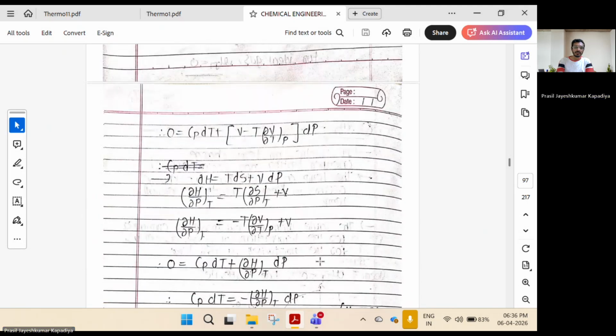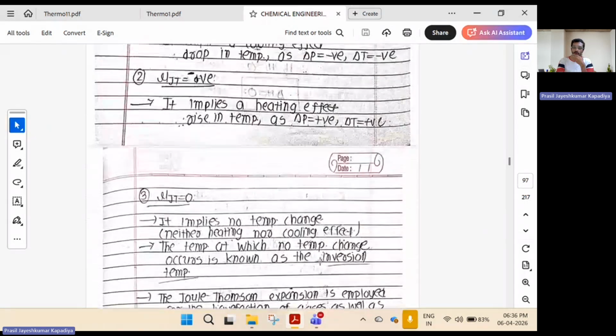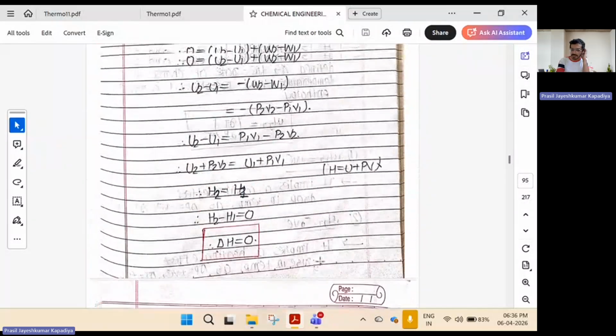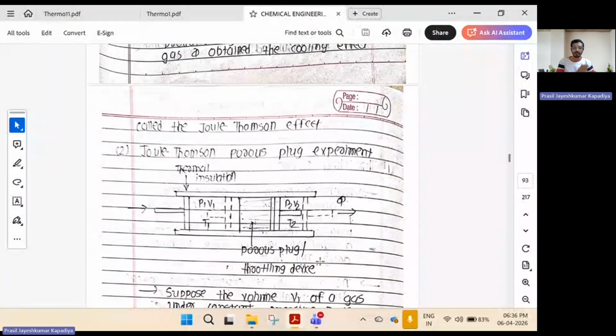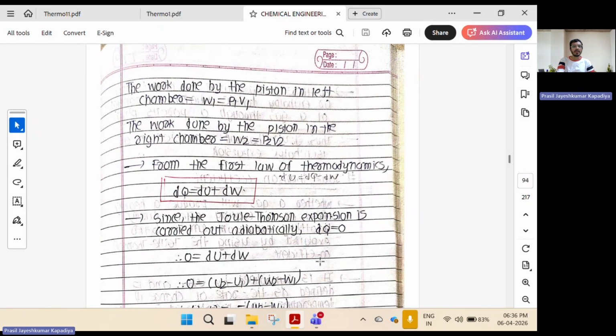Okay, so this is all about the Joule-Thomson coefficient and it has many applications. We took one compressed gas and passed it through some porous plug. Because of passing through the porous plug, there is going to be some pressure drop, and because of the pressure drop, we are going to experience some temperature change. So this effect is known as the Joule-Thomson effect.